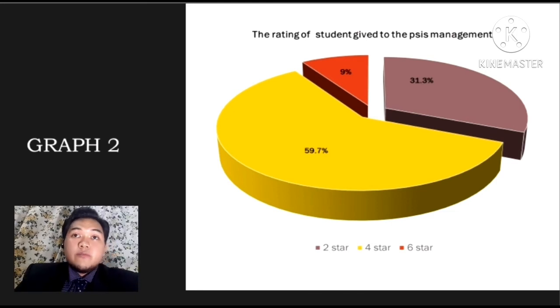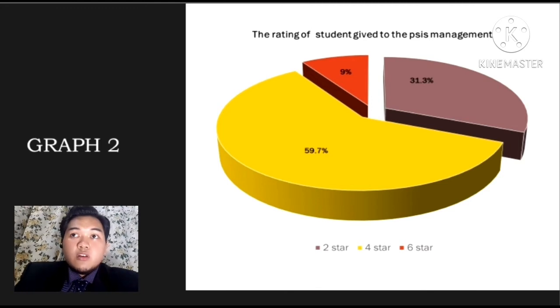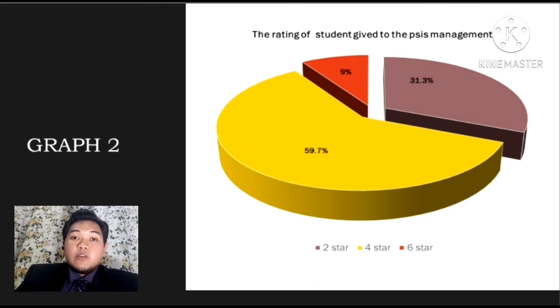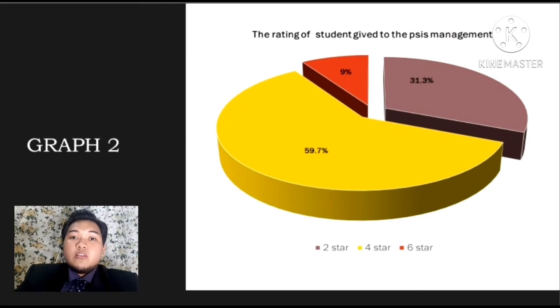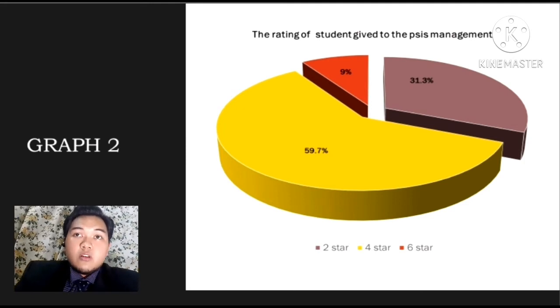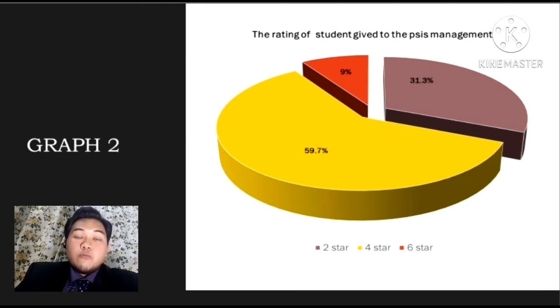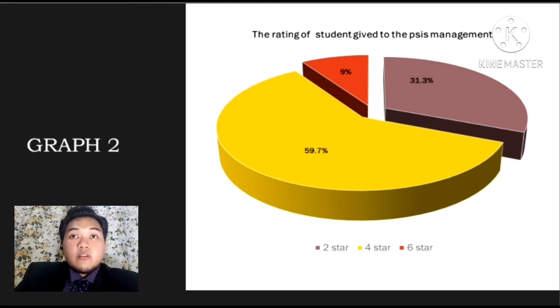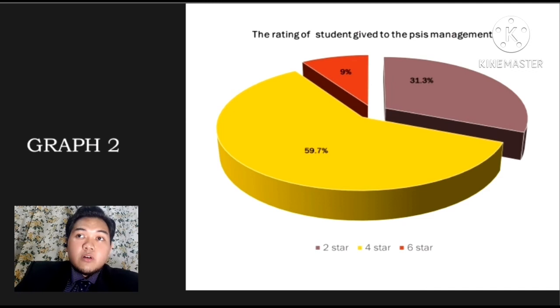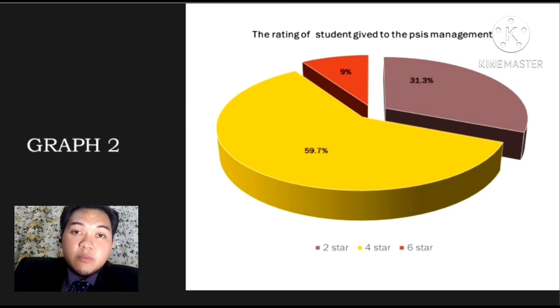In conclusion, most of the students choose 4 star for the Psis management, but students who choose the 2 star are also a relatively high percentage. This shows some students are less satisfied with the action of the Psis management in curbing the spread of dengue fever. And the lowest one is those who give the 6 star for the Psis management.